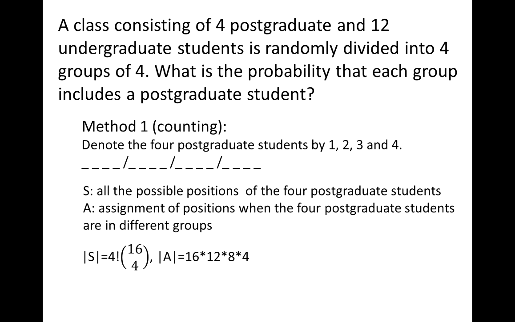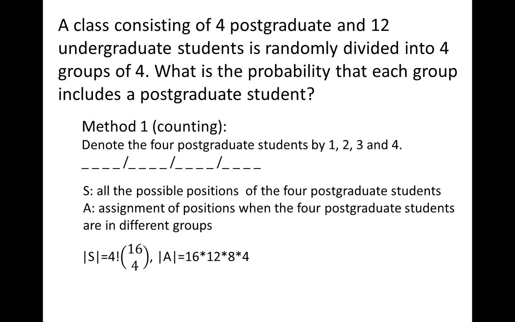So the size of S is equal to 4 factorial times 16 choose 4, while 16 choose 4 means we randomly choose 4 positions for the 4 postgraduate students. 4 factorial means the permutations of the 4 students on the 4 chosen positions. Pay attention to the term 4 factorial here. Since we have 4 different postgraduate students, their orders of positions matter for the final result. In other cases, when orders do not matter, combinations should be used instead of permutations here.